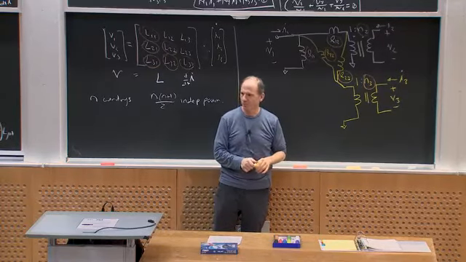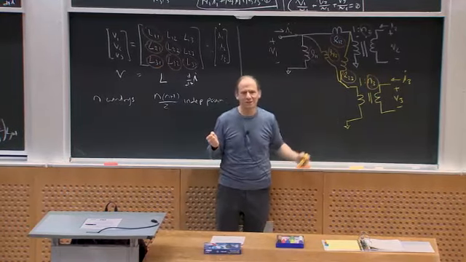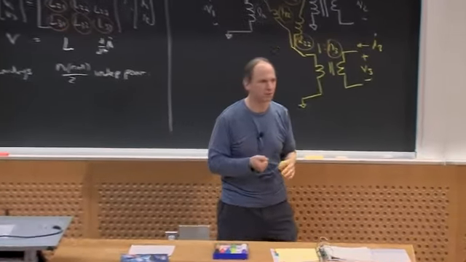So I'm out of time. We've sort of expanded from inductance to n-winding magnetic structures. Are there any questions before we wrap up?